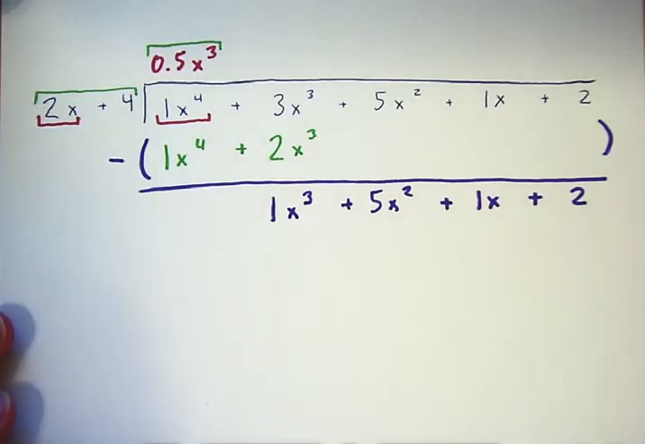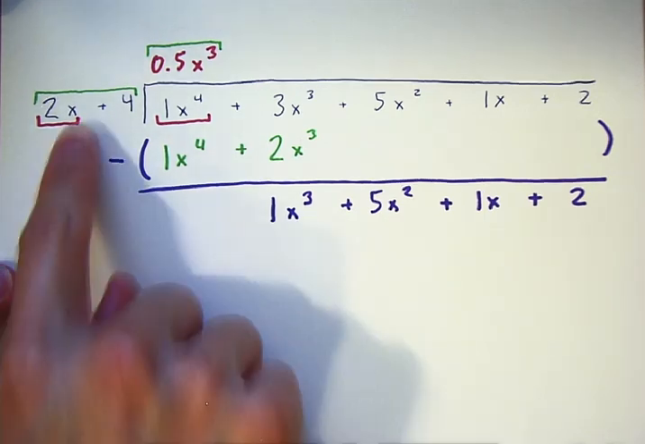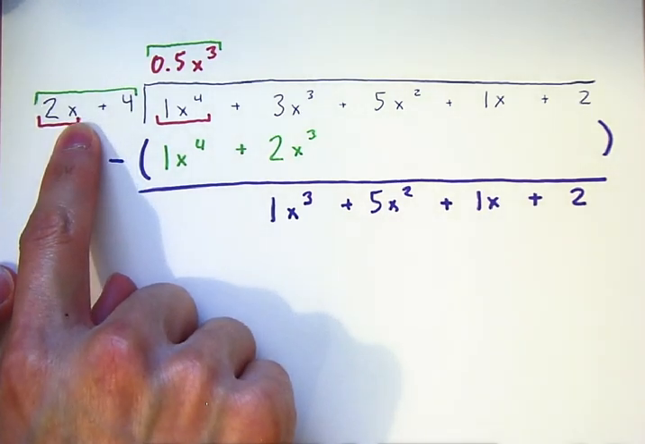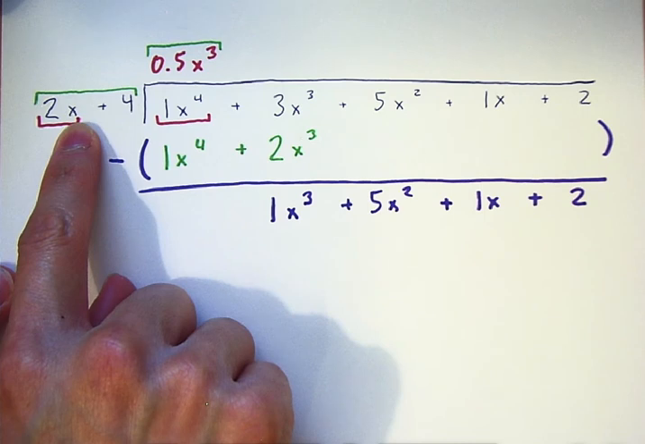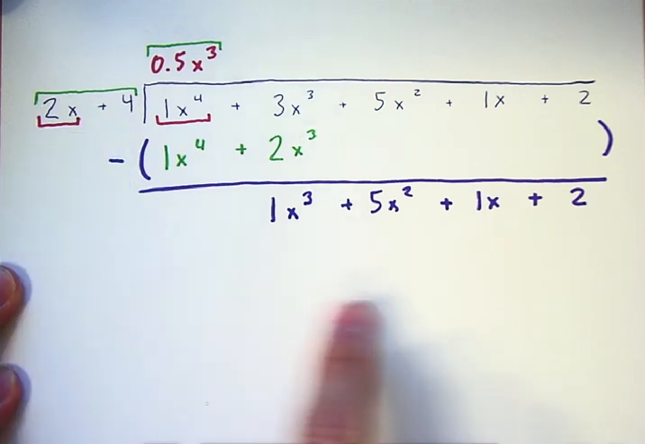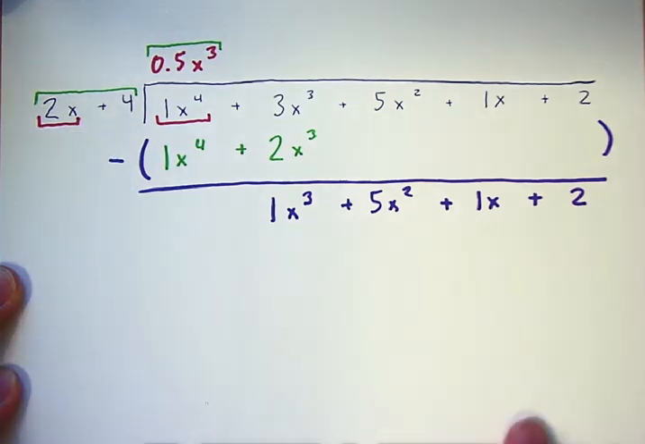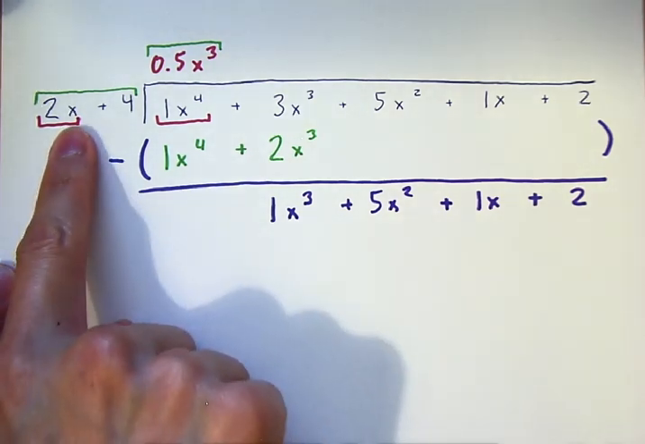In our example right here, our divisor has exponent 1. This is x to the first power. So you're going to keep on doing this until your remainder, somewhere down here, has an exponent smaller than 1, until basically there's no x's.